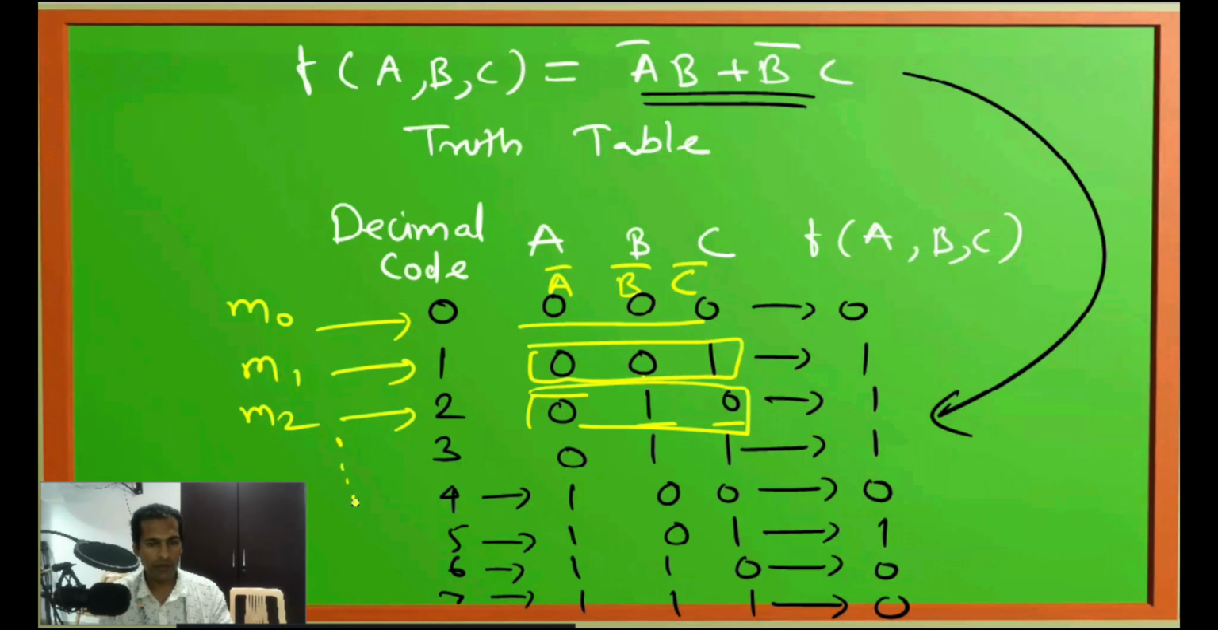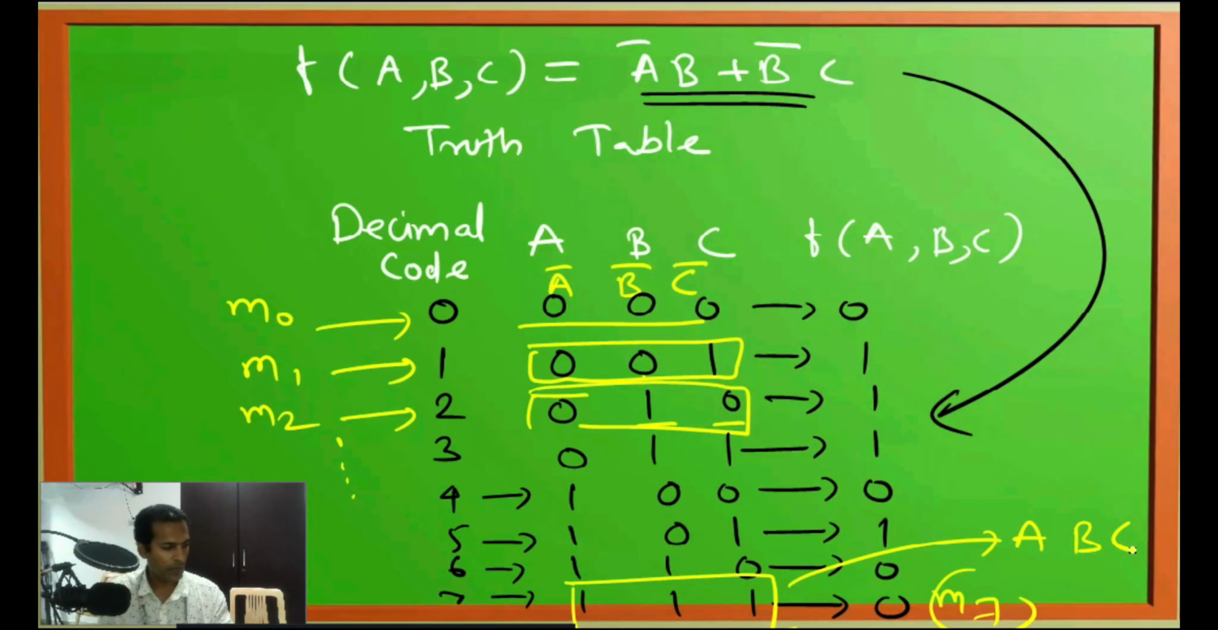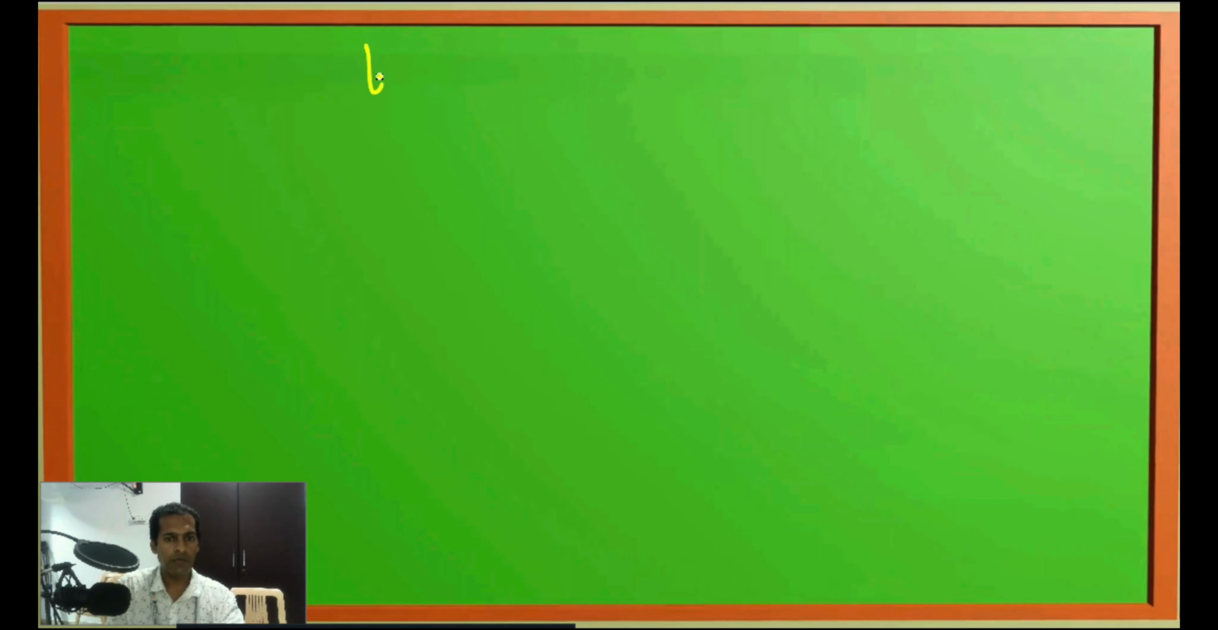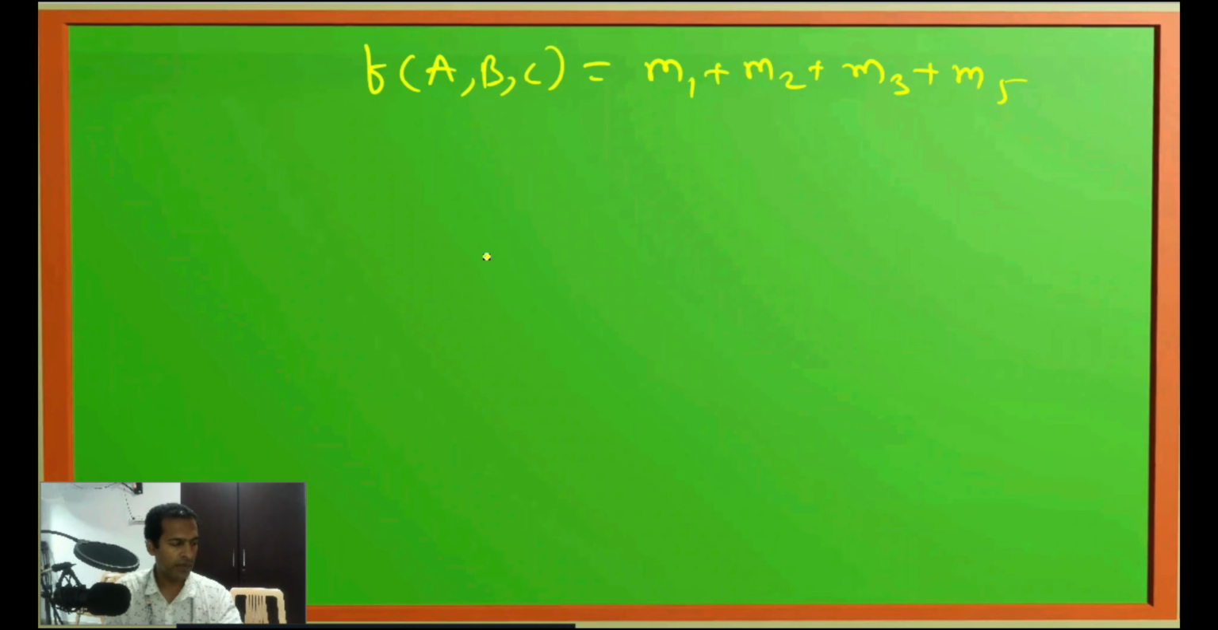Then what will be m7? m7 will be ABC. So this function of A, B, C we can also represent as f of A comma B comma C is equal to m1 plus m2 plus m3 plus m5. We can write it in this form also for our previous expression, right?